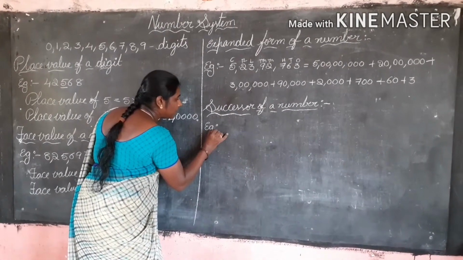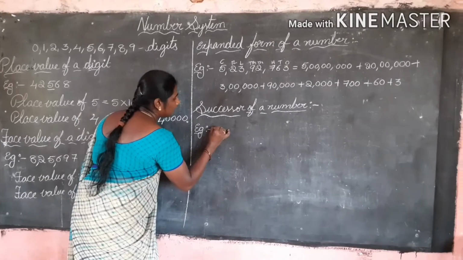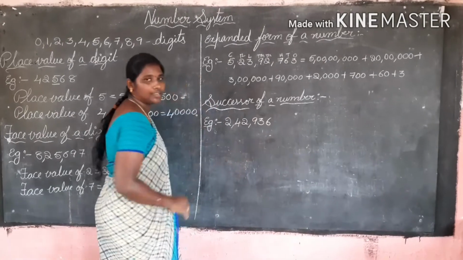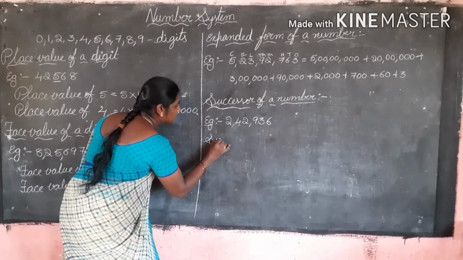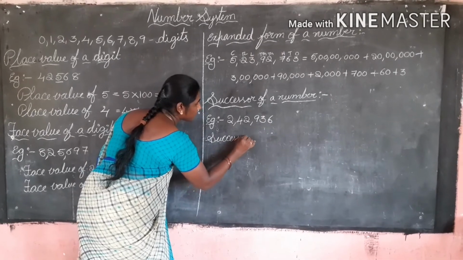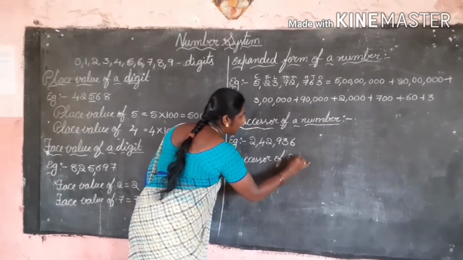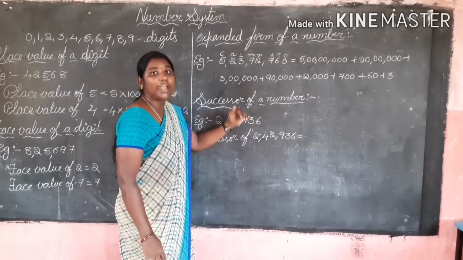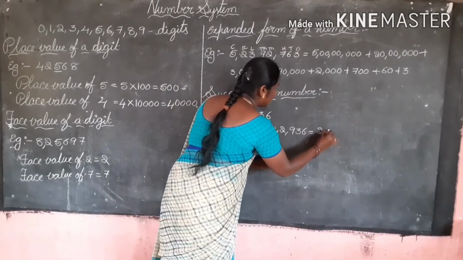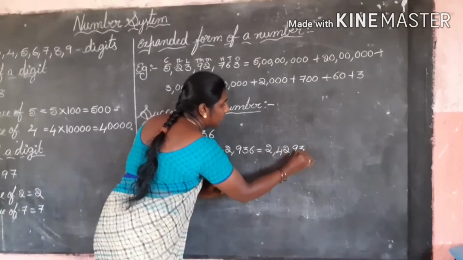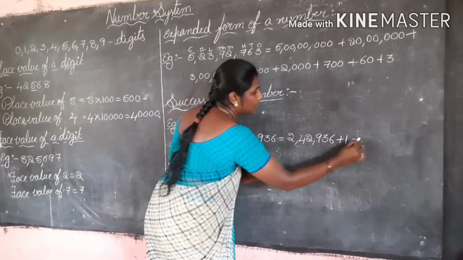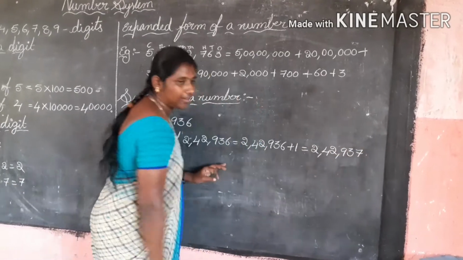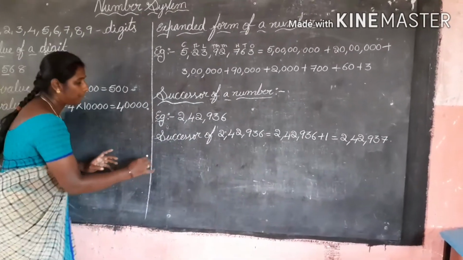Suppose for example, 2,42,936. What is the successor of this number? Successor means what do we have to do? We have to add 1 to the given number. 2,42,936 plus 1 is equal to 2,42,937.